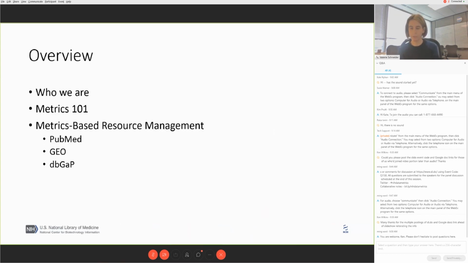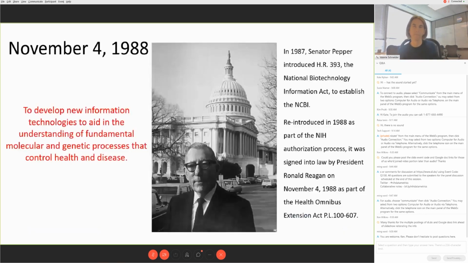Today, I'm going to tell you who we are at NCBI, introduce the types of metrics that we use, and also tell you about 3 different stories of metrics-based resource management. So next, please. NCBI was signed into law in 1988 as part of the Health Omnibus Extension Act. And as you can see on this slide here, our mission is to develop new information technologies to aid in the understanding of fundamental molecular and genetic processes that control health and disease. Next slide.